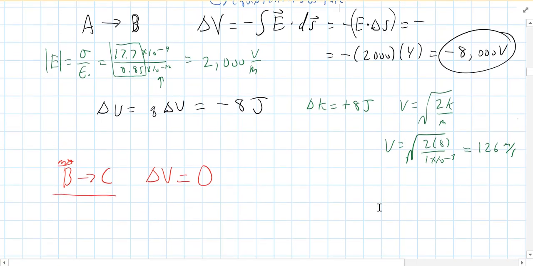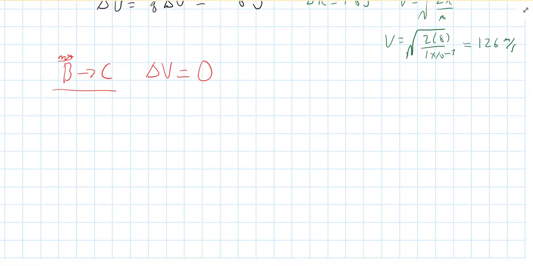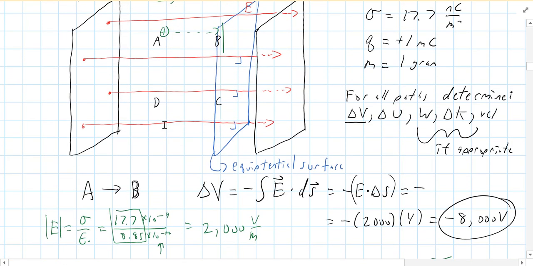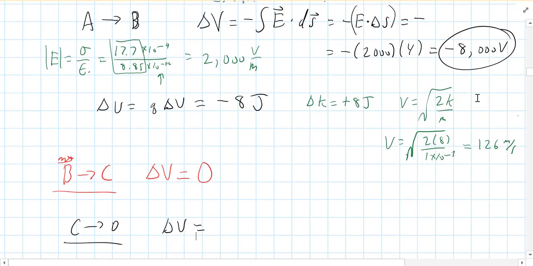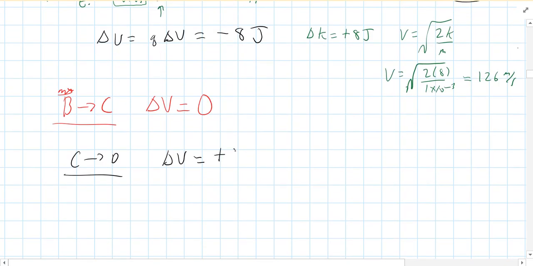All right, and then if we go from C to D, what's our delta V there? Well, there we're going against the field. So if I do my dot product, you're going to get a negative, but you also have a negative out front. So you're going to have 2 negatives, you're going to have a positive. So it's the same number, 8,000, but now it's positive 8,000 volts, which means delta U, which is Q delta V, is positive 8 joules.